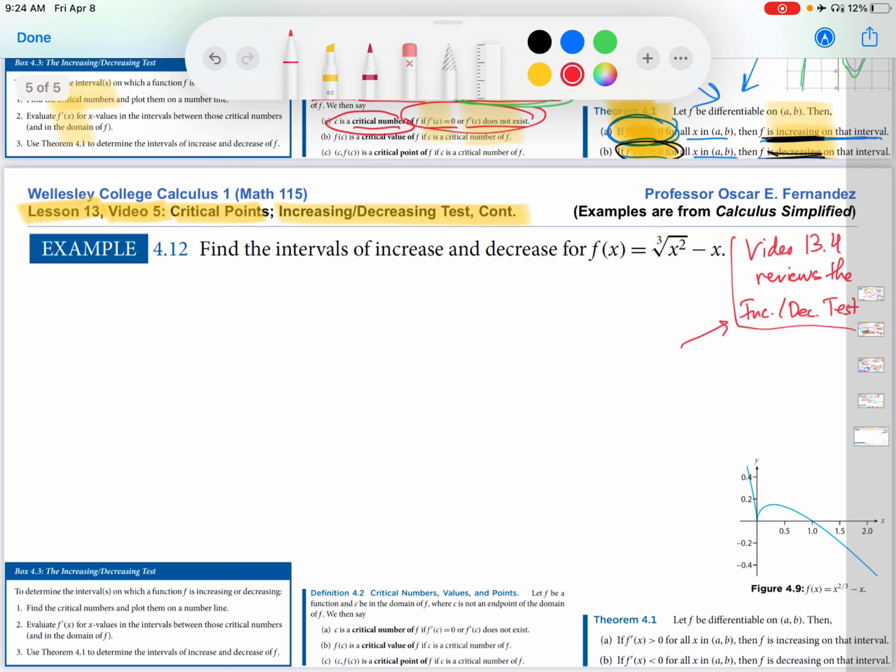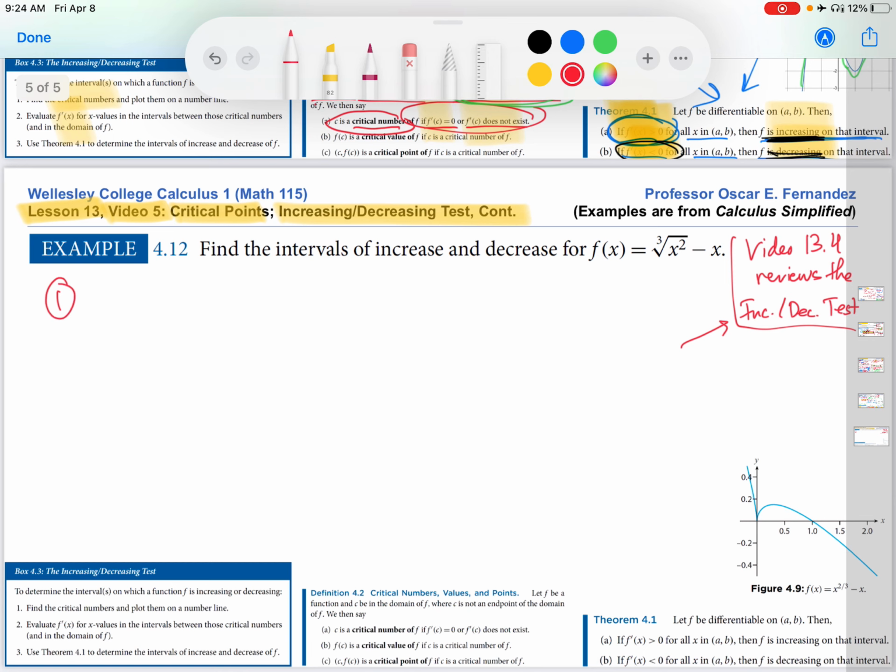This is video 13.4. So I encourage you to go over there, where I talked a little bit more in detail about the increasing decreasing test, what critical numbers are, how you find them, and then how you use this theorem to piece together the information that you're getting from those two things. So I'm just going to follow here this increasing decreasing test.